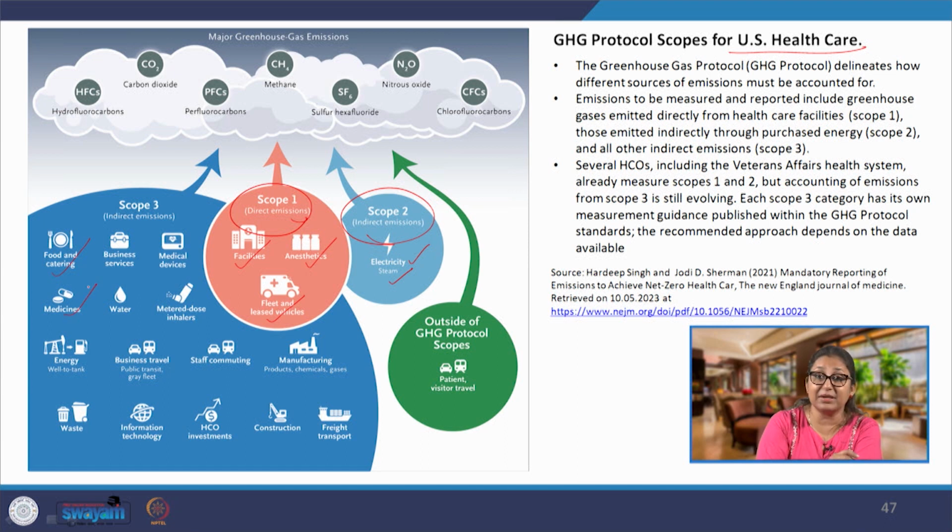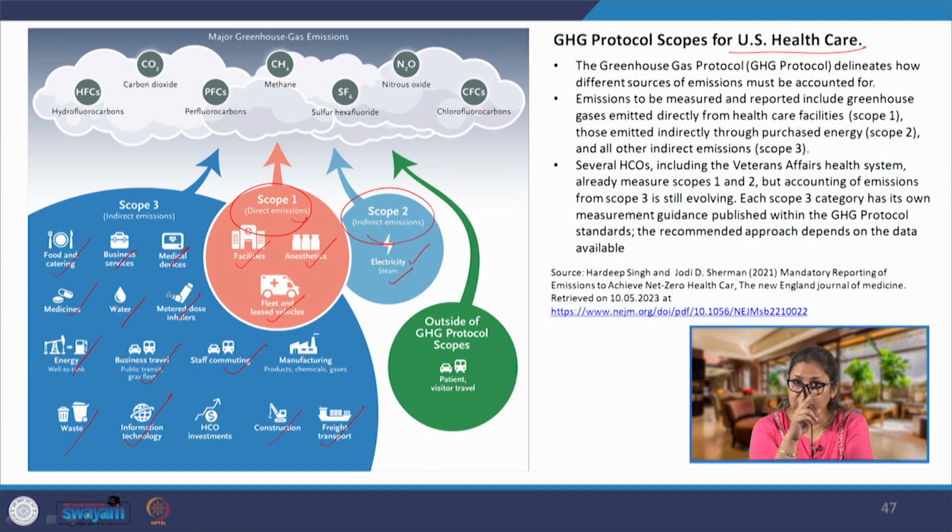If we look at that, the medicines which are being manufactured elsewhere and brought here, if we look at the say business travel, the staff commuting, the freight transport, the construction of the building that has happened already. So, there is embodied energy that is in it and that is causing the indirect emissions, or it is also the emissions during the construction which has already taken place. So, they have put all of these in scope 3, also IT, waste and a lot of these heads, they have put all of them in scope 3 of indirect emissions.